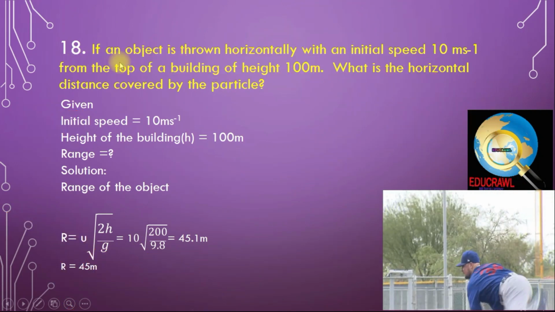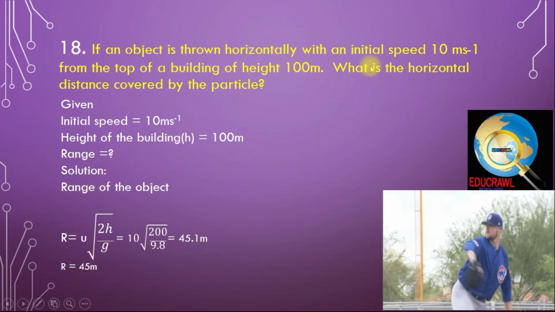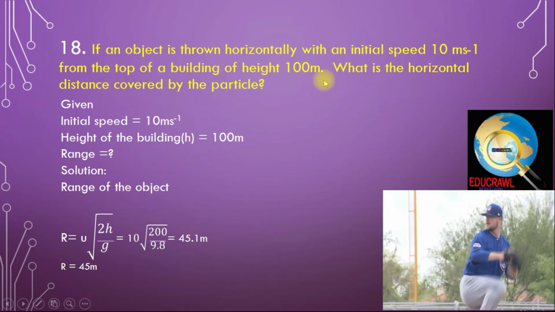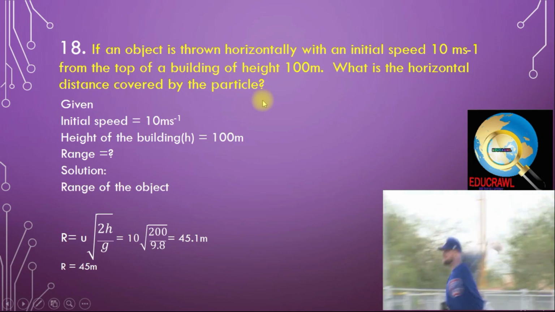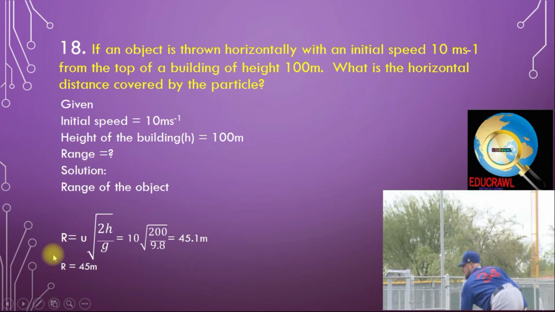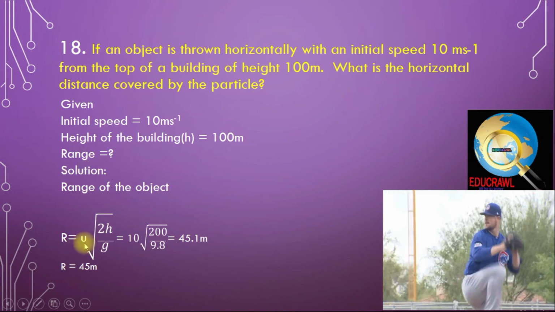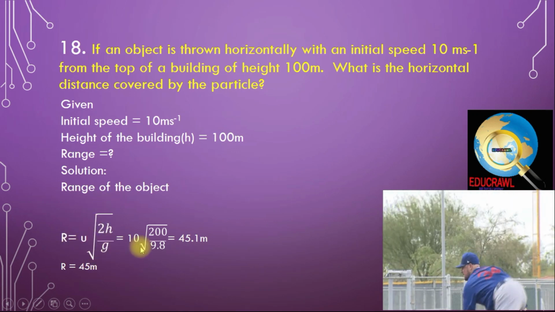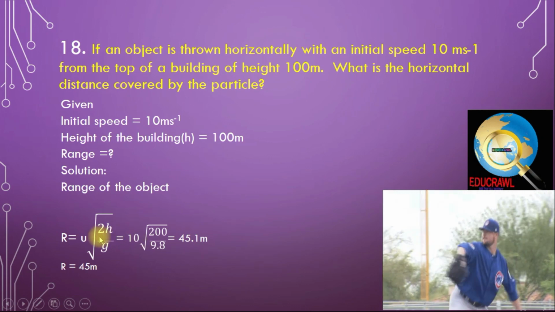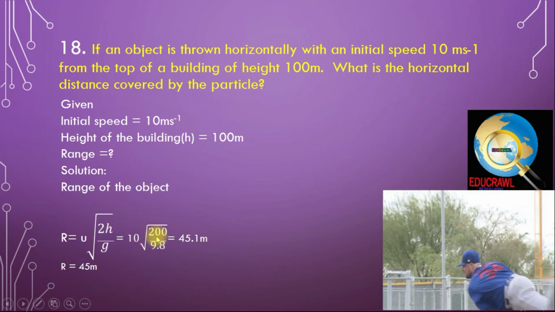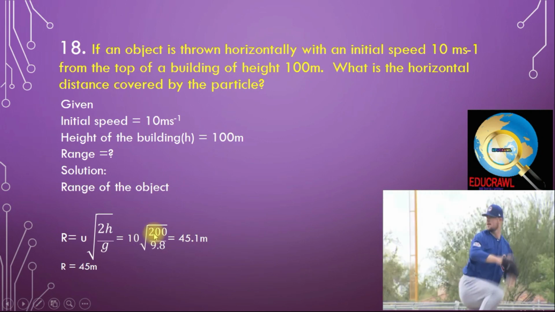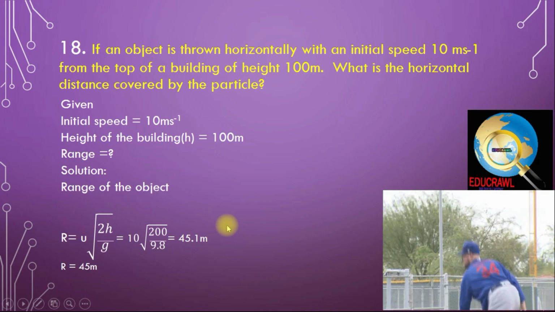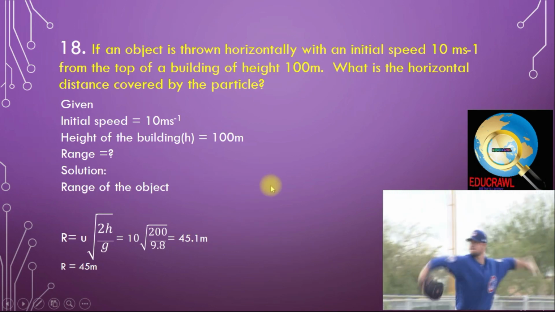Now the 18th one. If an object is thrown horizontally with the initial speed 10 meter per second from the top of the building of height 100 meter, what is the horizontal distance covered by the particle? Here again the range of the object, we know the formula is u into square root of 2h by g. U value is given as 10, h value is given as height of the building as 100. So 2 into 100 it is 200 divided by g. So just simplify, you get the range as 45 meter. This is again a simple formula.